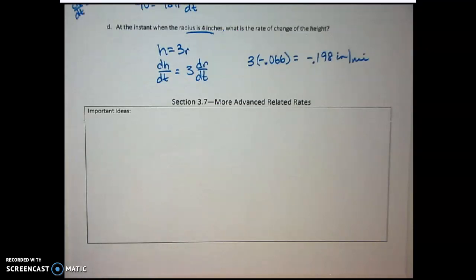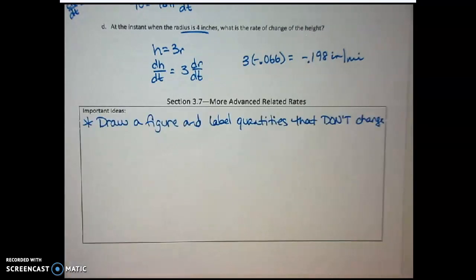So the important ideas for today are basically going to be very similar to the important ideas from yesterday. It's going to go through the steps to solve these related rates. There might be a little bit of difference in the order, but these are basically the steps for all of the problems. The first thing: draw a figure and label the quantities that don't change, if you can draw a figure. So remember yesterday we had that cylinder, and as the water rose or lowered in that cylinder, my radius didn't change, so we were able to plug in that radius right away.